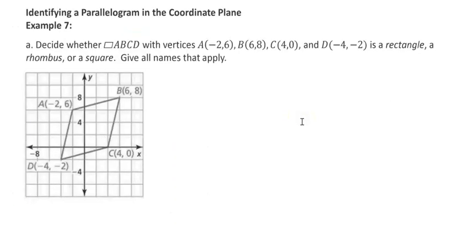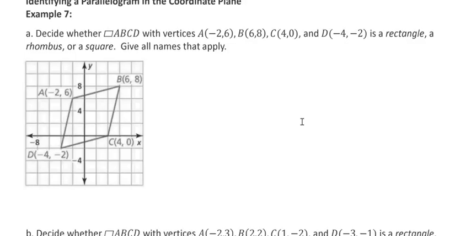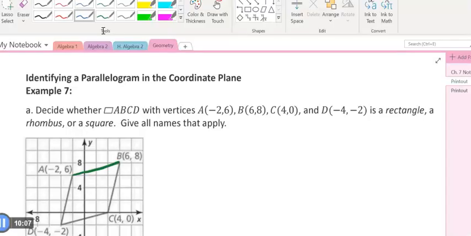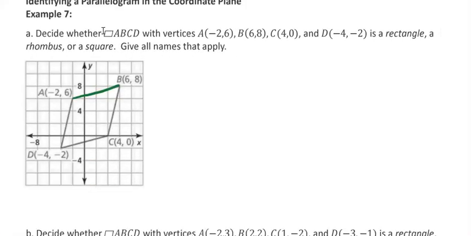Okay, example B would be exactly the same, so we're going to go ahead and skip that one. So let's go on down to example 7. It says decide if parallelogram ABCD with these vertices is a rectangle, a rhombus, or a square. Give all names that apply. All right, so since we already know it's a parallelogram, to determine if it is a rhombus, we could show that all four sides are congruent.